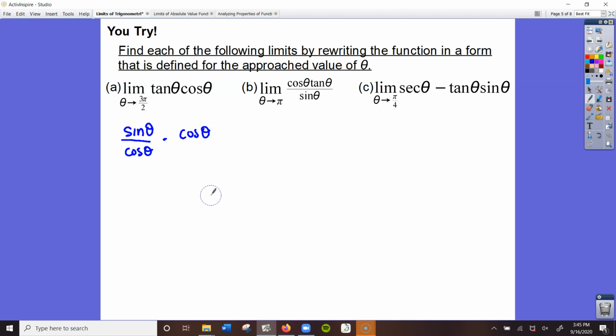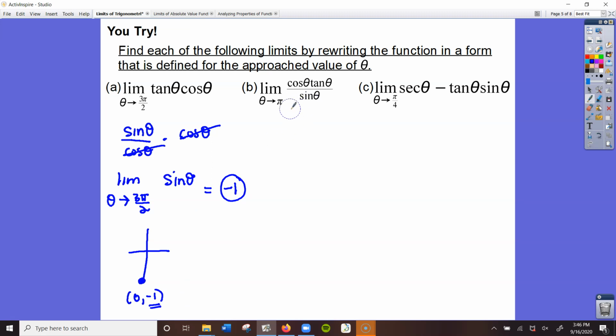So now that we have this written out, we see that these cosine thetas cancel. So I'm ready to rewrite my limit as theta is approaching 3 pi over 2 of sine theta. Remember, think of your unit circle. 3 pi over 2 is down here. This is the coordinate (0, -1). The sine value is the y value, therefore this limit is equal to -1.